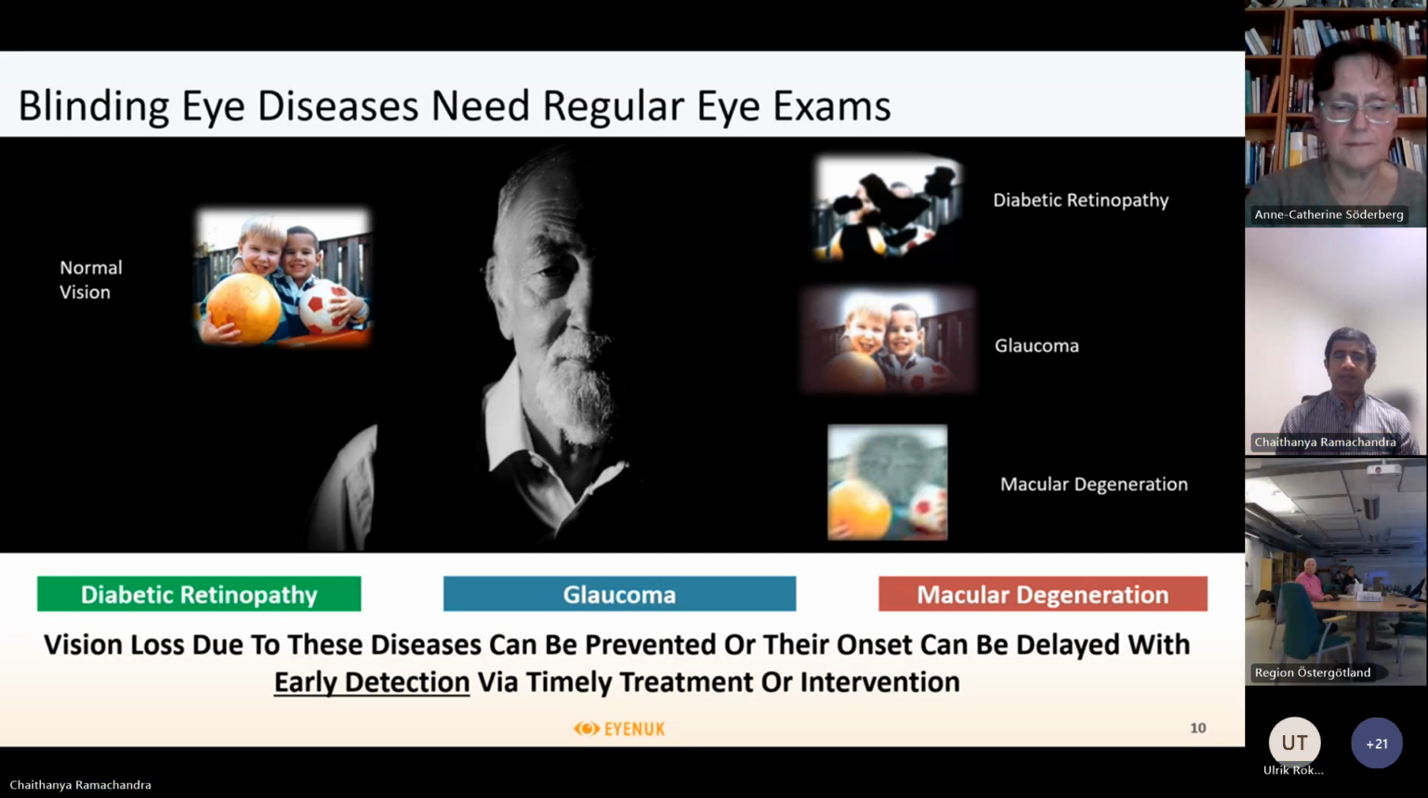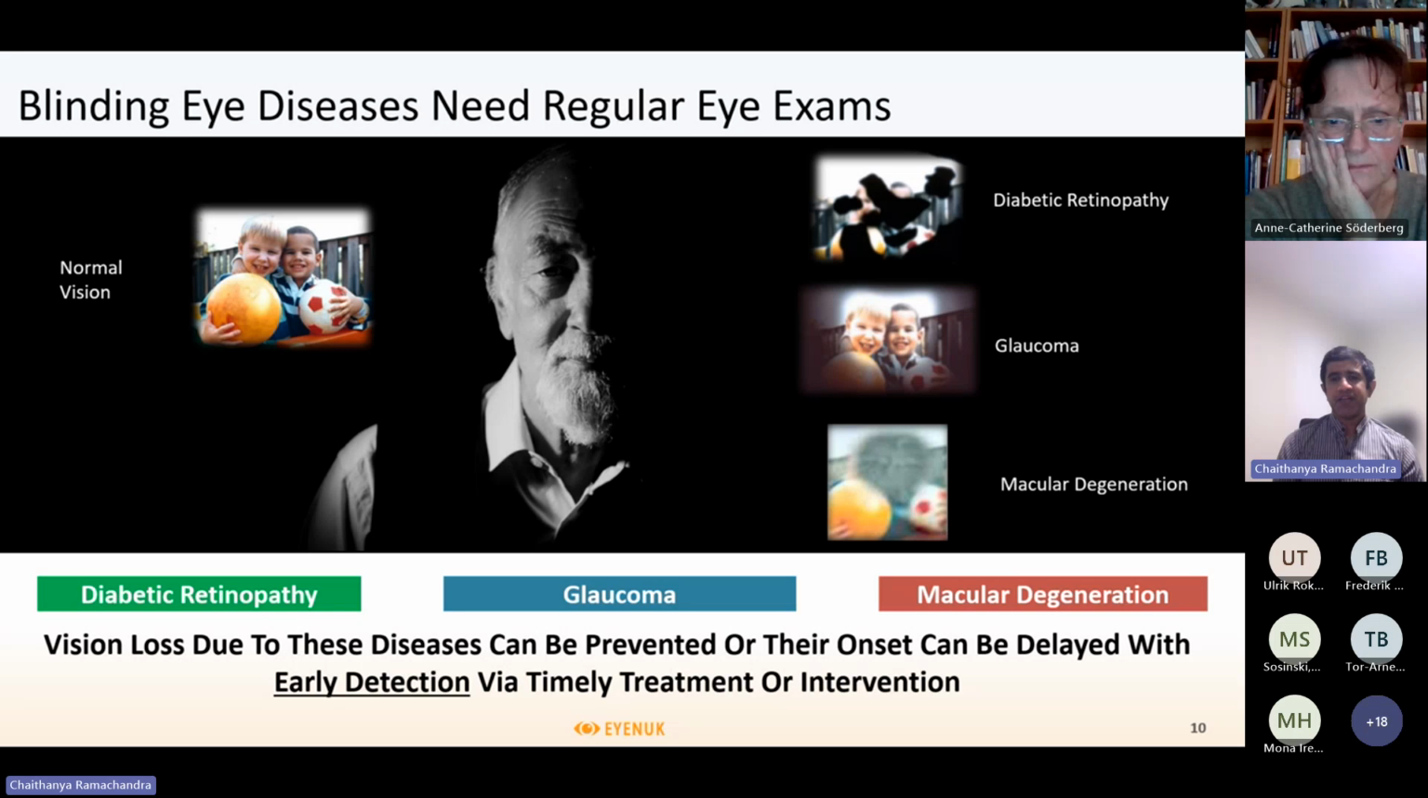Now, these three conditions are largely asymptomatic. But if their onset is identified early enough, then with timely treatment or intervention or management, the disease progression could be delayed, their onset could be delayed, and the disease could be managed in a much better way. So there is a need for regular eye exams.